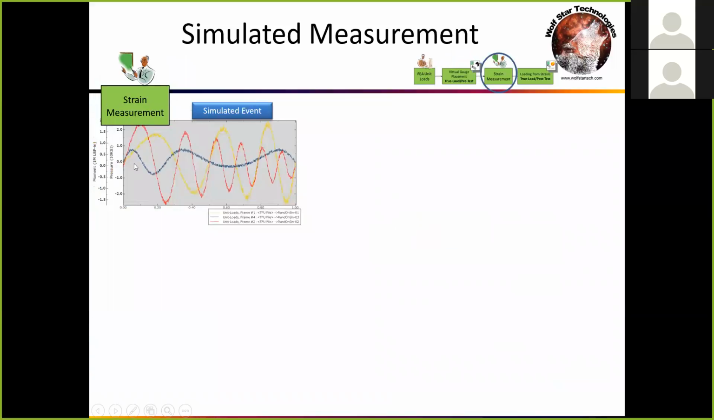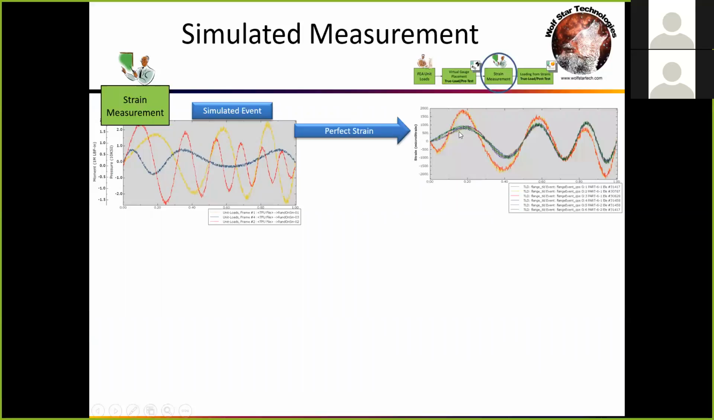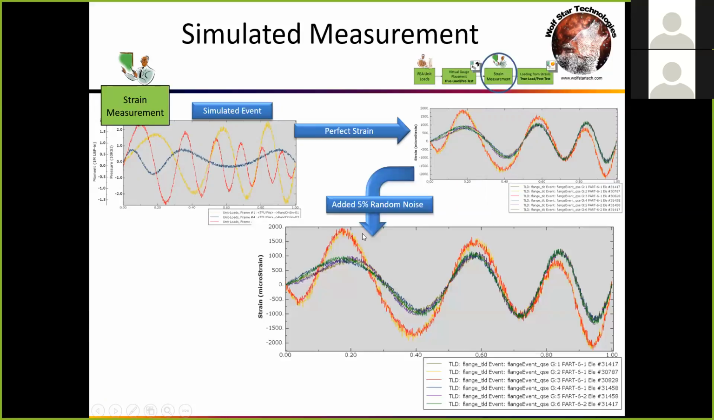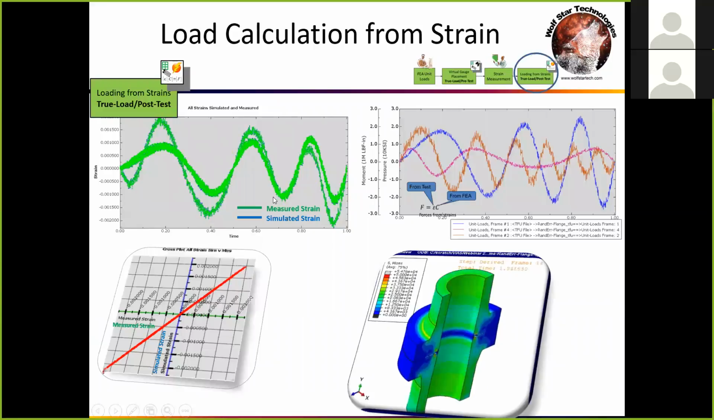I basically took those 3 unit load cases and ran them through varying different time variations with randomness put on those time variations, and generate the perfect strain signals at our 6 strain gauges. And now we've got these 6 strains, added 5% random noise to make it a little bit more fair. And then this is the results. So green is the measured strain. These are the loads calculated by true load. Those loads go back in to generate the simulated strains. And we take a look at the cross plot. We've got nearly perfect correlation and an operating deflection shape. So a very, very nice set of loading.